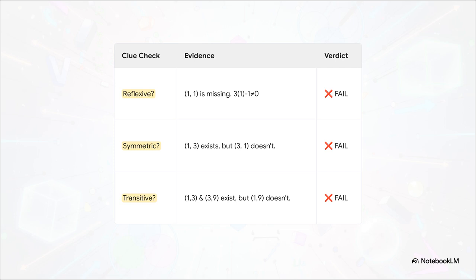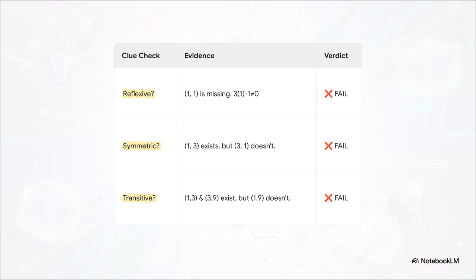Done. Next, symmetric. We know the pair (1, 3) is in our relation. Is its reverse, (3, 1), in there? Well, is 3 times 3 minus 1 equal to 0? No way. Gotcha again. Not symmetric.